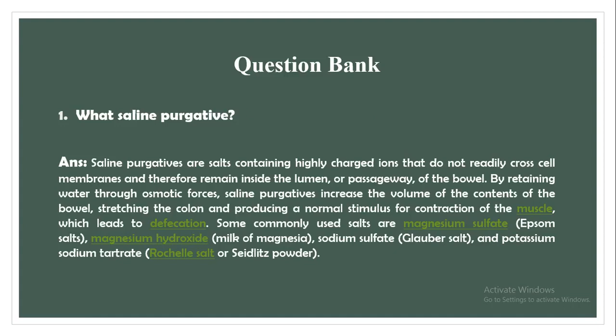Here are the questions. What is meant by saline purgative? Saline purgatives are salts containing highly charged ions that do not readily cross the cell membrane and therefore remain inside the lumen of the bowel. By retaining water through osmotic force, they increase the volume of the bowel content, stretching the colon and producing a normal stimulus for contraction of the muscle, which may lead to defecation. Some commonly used salts are magnesium sulfate, magnesium hydroxide, sodium sulfate, and sodium tartrate.